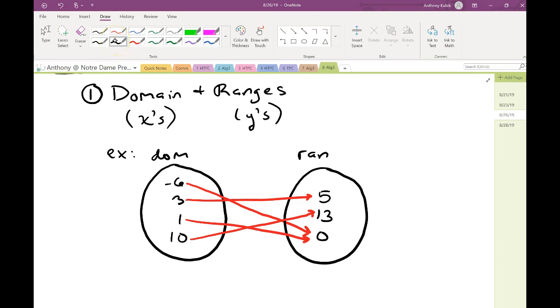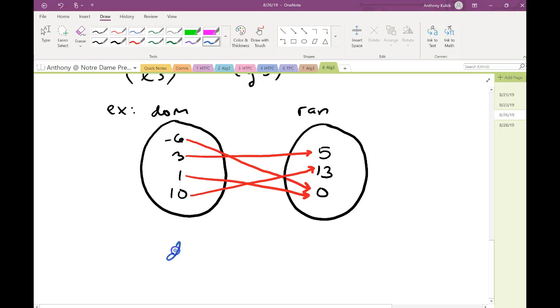So the domain is the set of x's that are used by the function. How many x's do we see used by this function? 4. So that means that we have a finite set. So we can represent this set by just using our curly brackets and listing those objects. In this case, I would list -6, 3, 1, and 10.